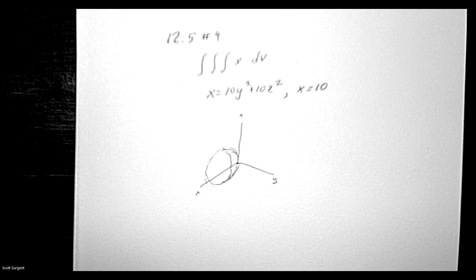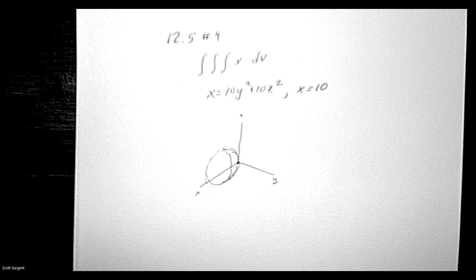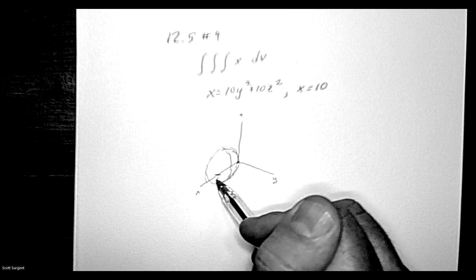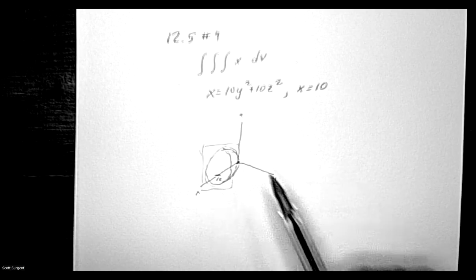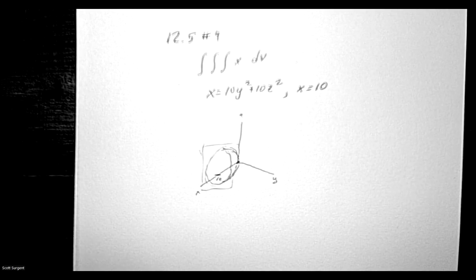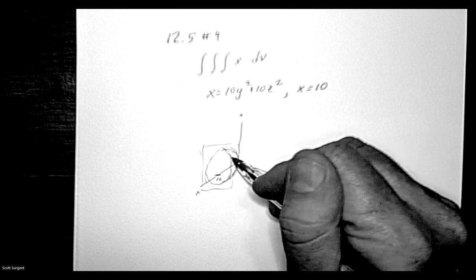So it's got a point at the origin, and from there it grows. Okay. And then x equals 10, if I just kind of say that's 10, that's a plane. And that basically stops the paraboloid. So it's basically a paraboloid that just simply ends.